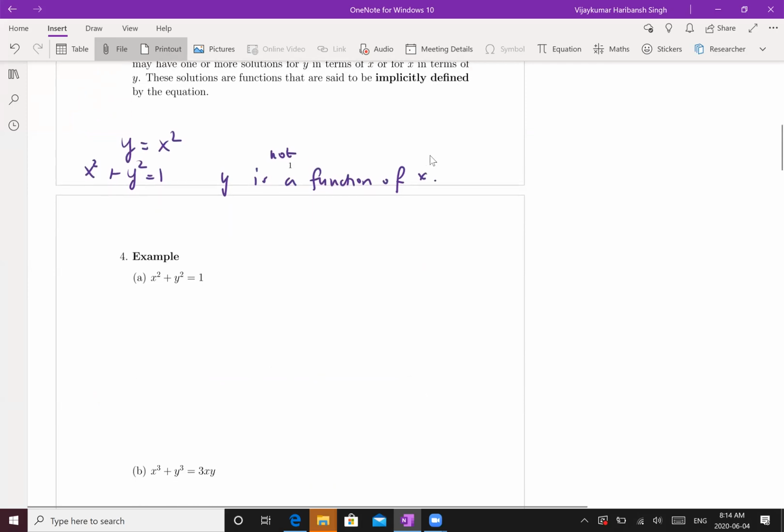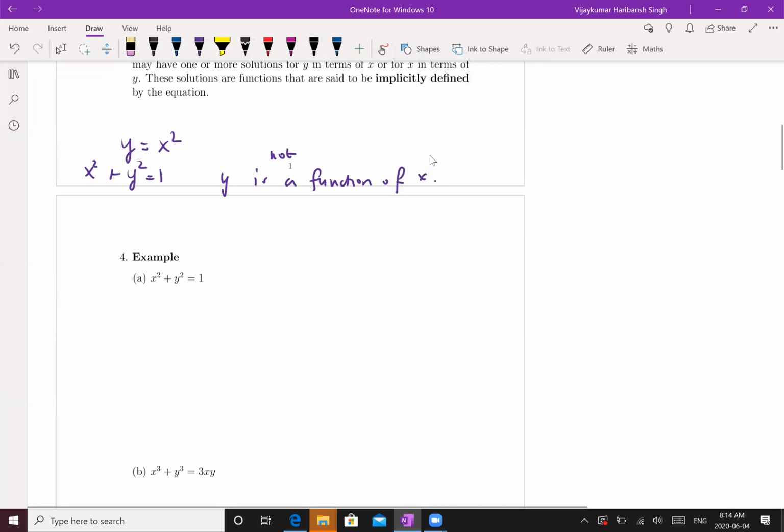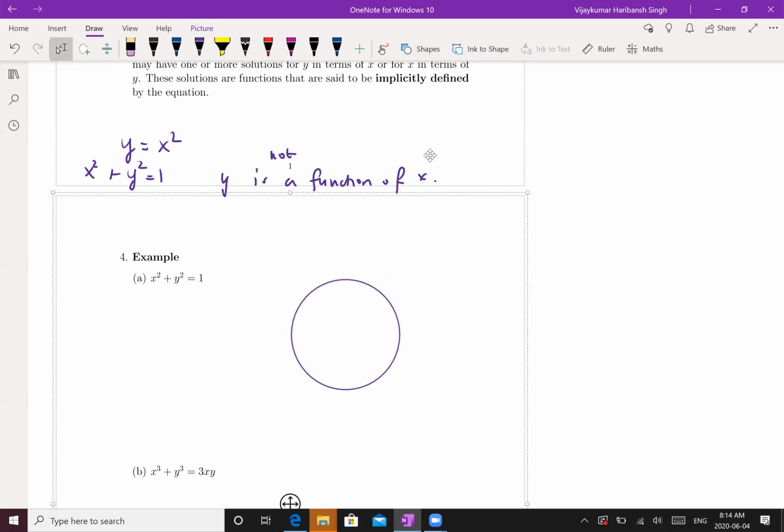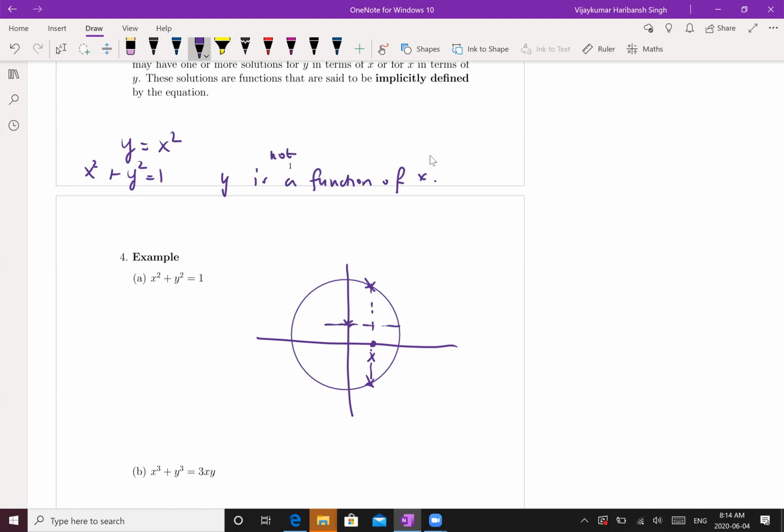So let's look at a few examples. x squared plus y squared equals 1. If you draw this, for every x, how many values of y are there? In this case, for many x's there are two values of y, right? For this input, there are two output values. So here y is not a function of x. Now one may argue, can we try to write x as a function of y? That is also not possible, because for one y there are two x's. So x is not a function of y, and y is not a function of x.